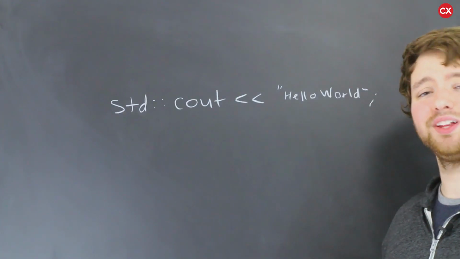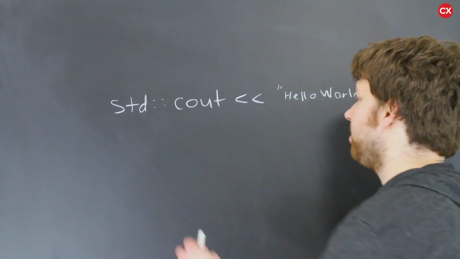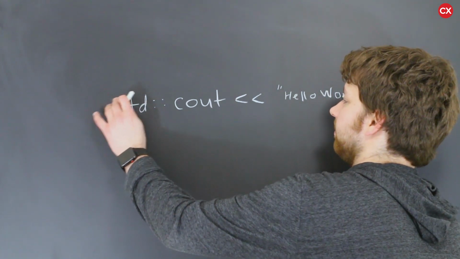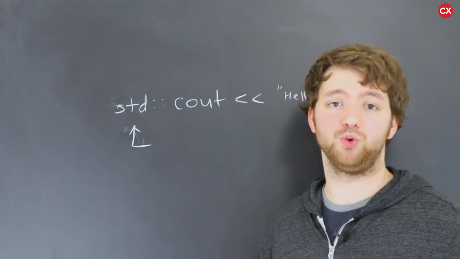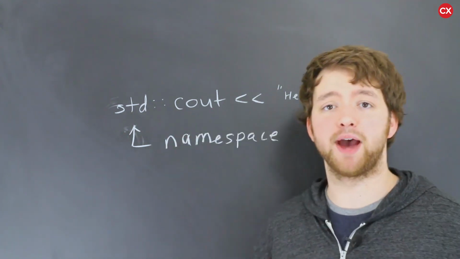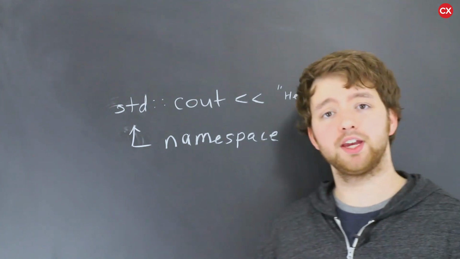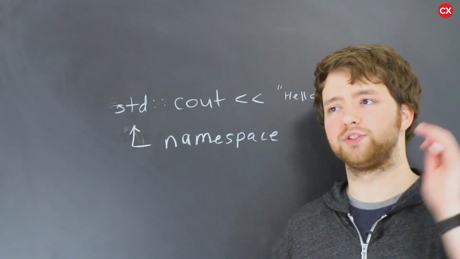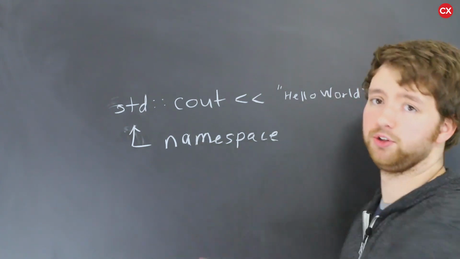Alright, first thing, let's talk about the elephant in the room. What in the world is this std thing here? Lowercase s. Well, this, my friends, is actually an example of a namespace. If you come from a C background, you're probably like, what the heck are you talking about, man? You're not making any sense. But if you come from Java or C#, this is a very familiar concept.